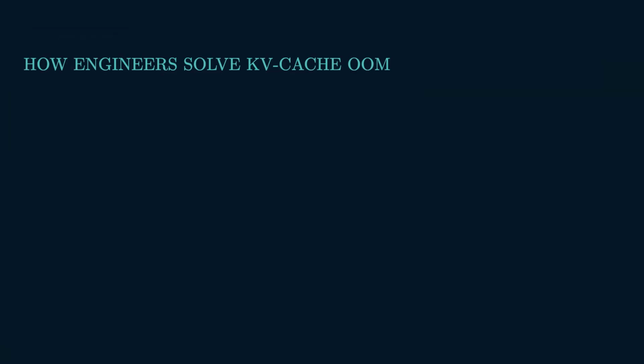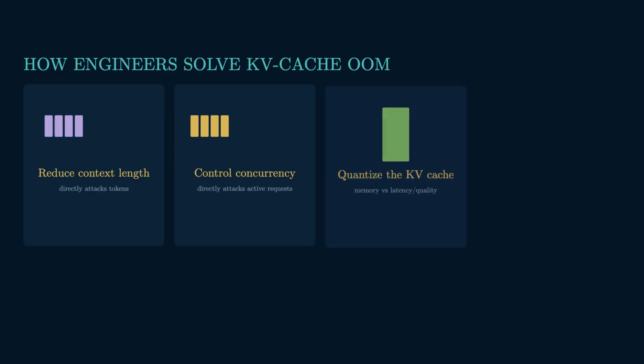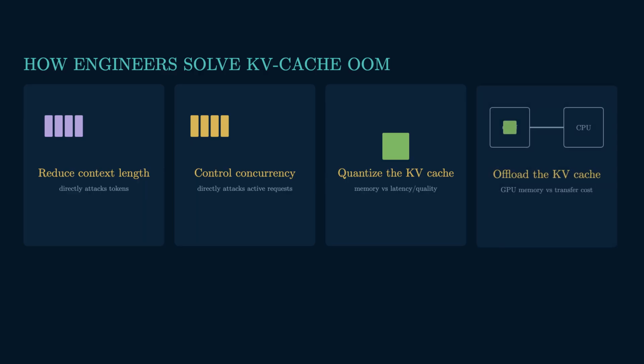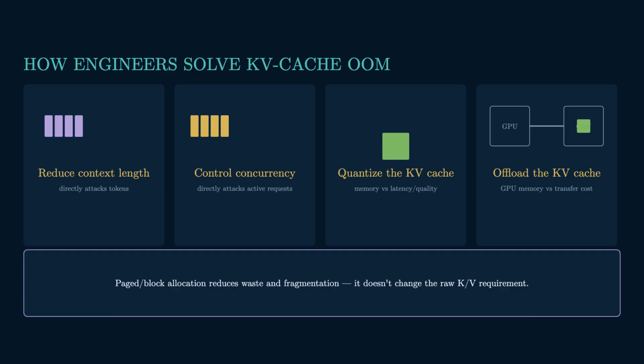For CUDA cache pressure, the levers work on tokens and active requests, not on the weights. Shorten the context, or cap concurrency, since each extra 32K request costs another 1.88 gigabytes. You can also quantize the cache or offload it to CPU, trading memory against latency or transfer cost. Paged allocation helps with fragmentation, but it doesn't change what a token actually needs.